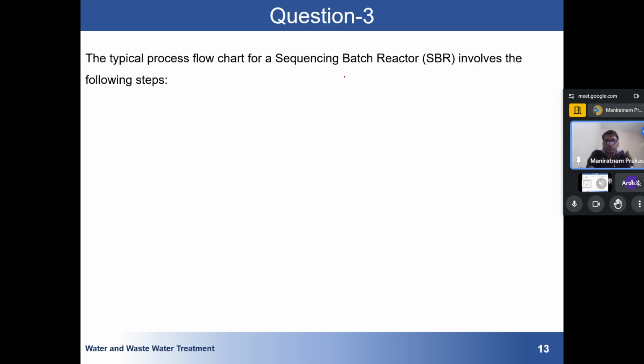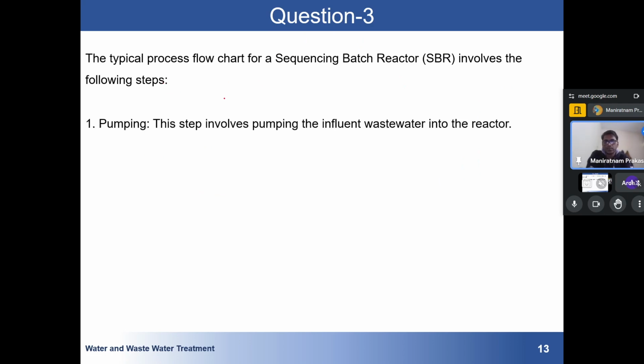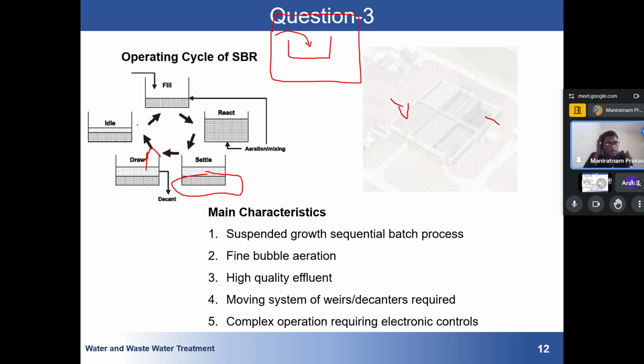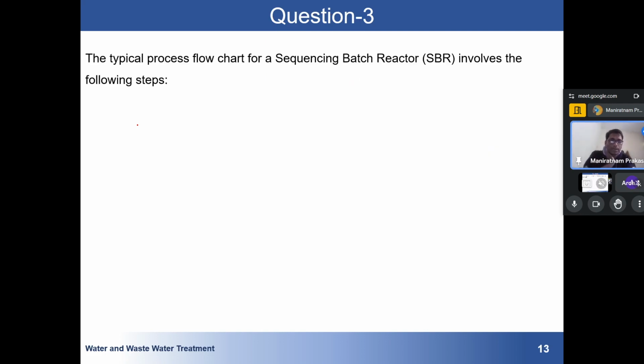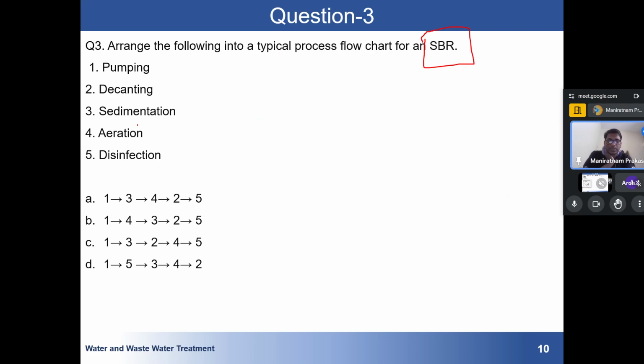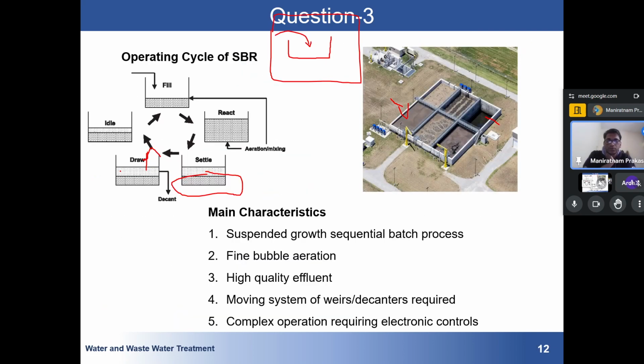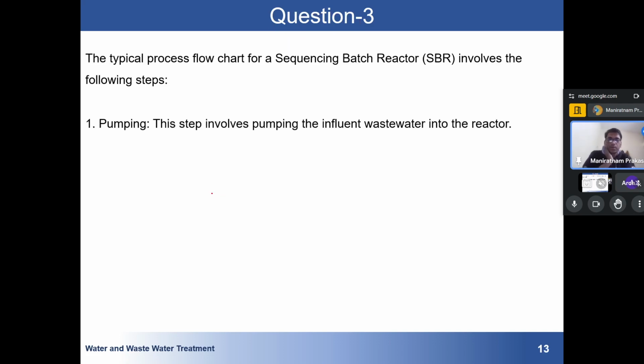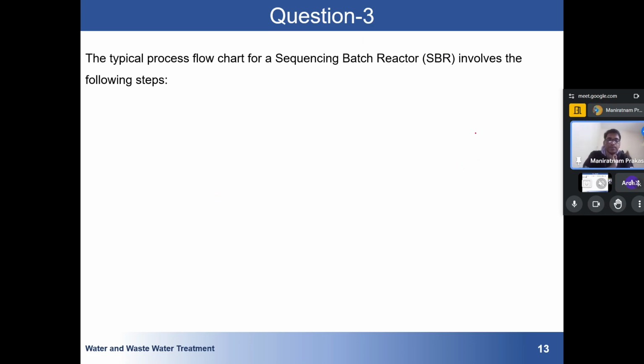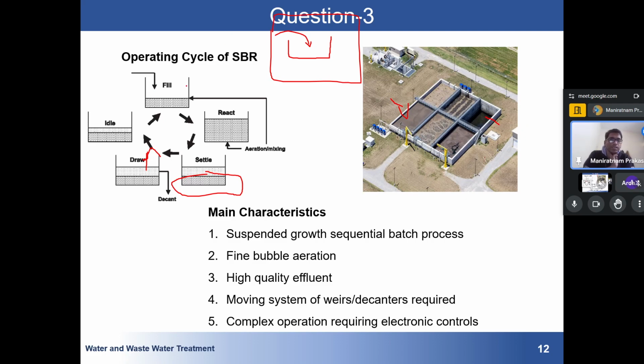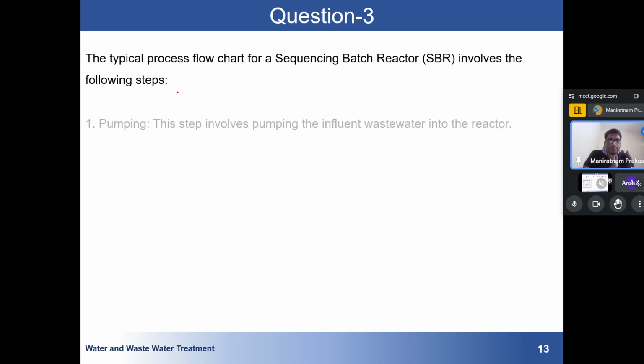So the typical process steps are these. I have already explained it, but I am explaining it again one by one, because our options were pumping, decanting, sedimentation, aeration, and disinfection. If you have understood this, you can answer that question. But still I am explaining one by one. Pumping: this step involves pumping the influent wastewater into the reactor. So we are at this location, filling our first batch. That is known as pumping.